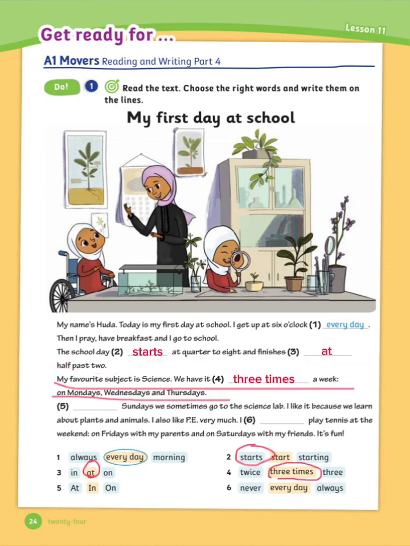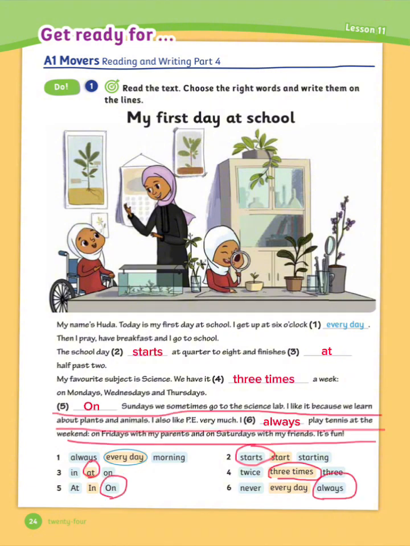My favorite subject is science. We have it 3 times a week, on Mondays, Wednesdays, and Thursdays. On Sundays, we sometimes go to the science lab. I like it because we learn about plants and animals. I also like PE very much. I always play tennis at the weekend, on Fridays with my parents and on Saturdays with my friends. It's fun.